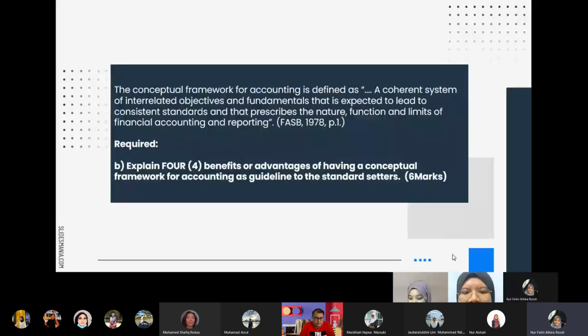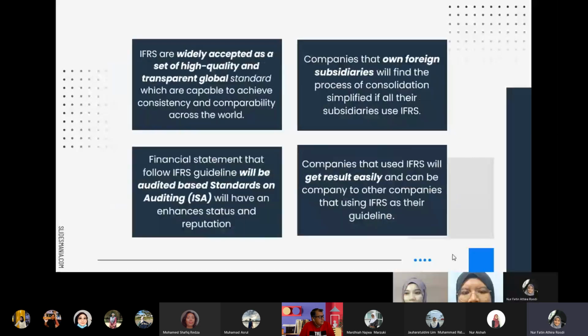Okay. Thank you for your good and correct answer, Syafiq. Okay, so let's see my answer. The first one is that IFRS are widely accepted as a set of high quality and transparent global standards which are capable of achieving consistency and comparability across the world. To make it easier, you can take note of the points I highlight, which is widely accepted as a set of high quality and transparent global standards.